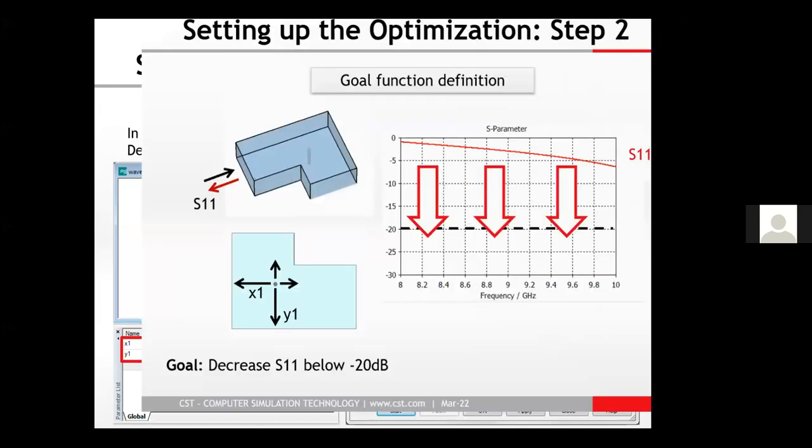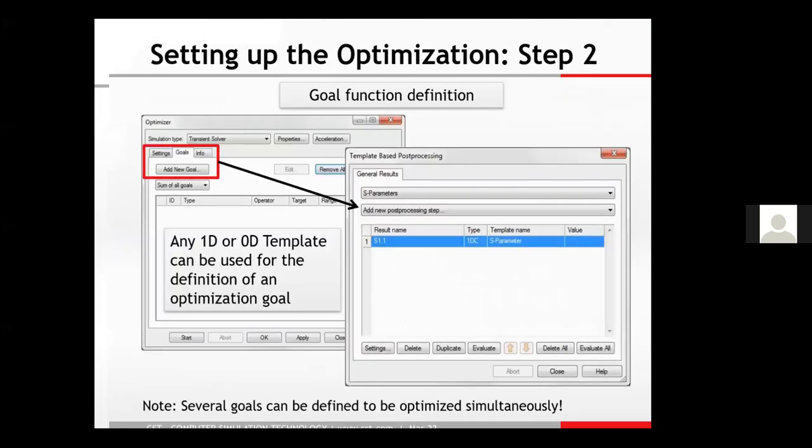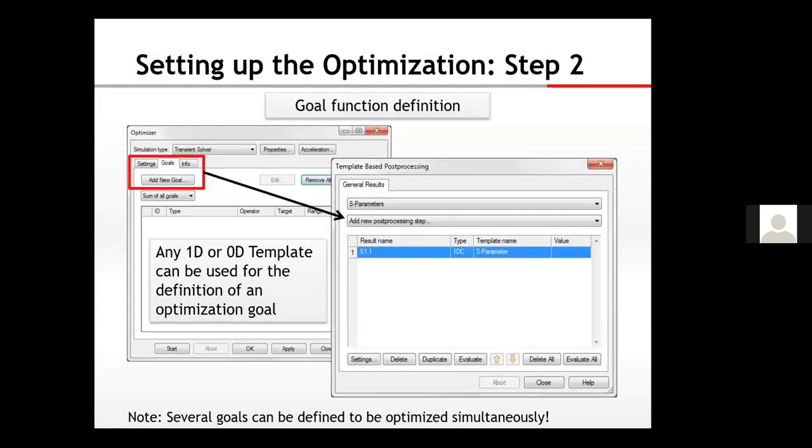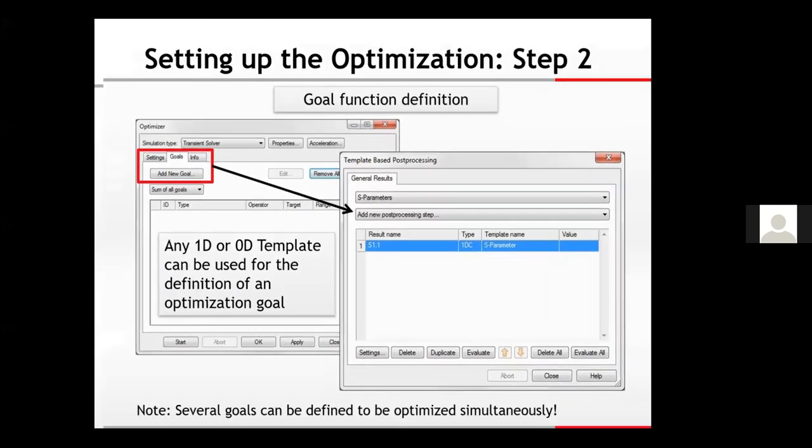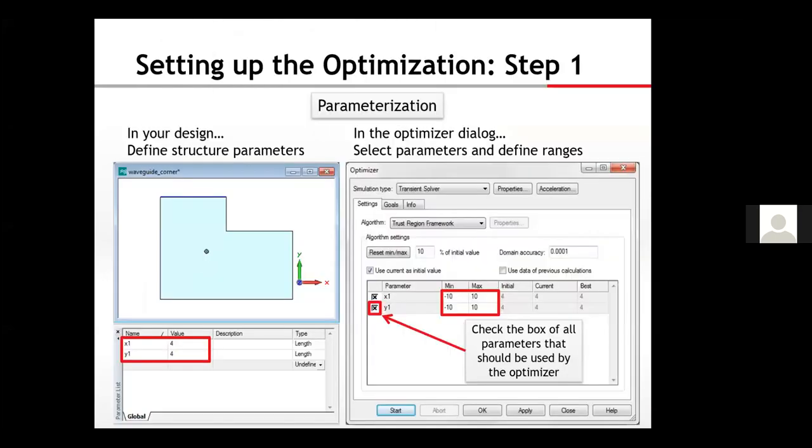Sir, what is the meaning of your best value? Best value 4, and the current and initial value? This is when you are starting. In this starting, the best value is the initial guess. Once the simulation runs and a certain point is better than the best value, the best value will be changed. So the optimization can be done for the entire band.